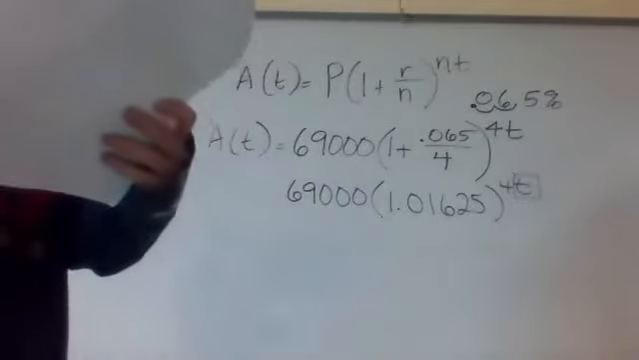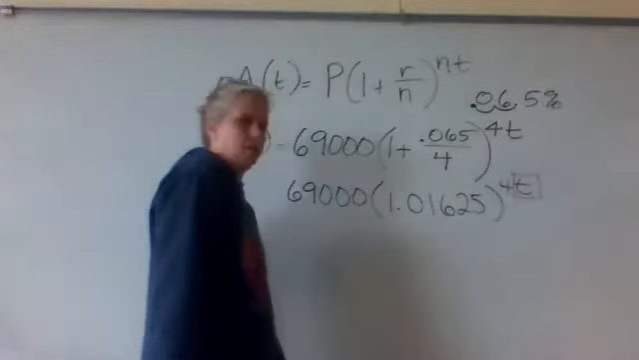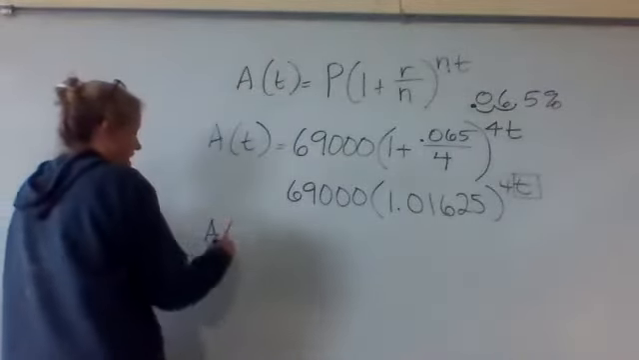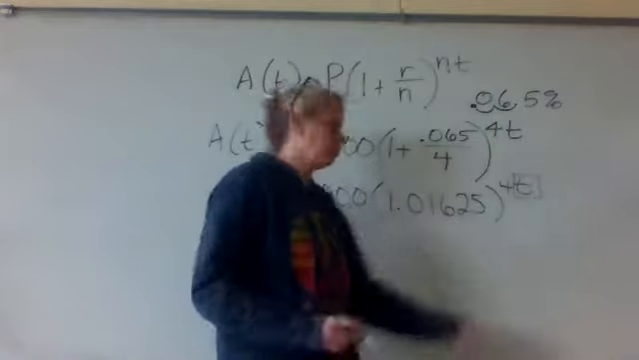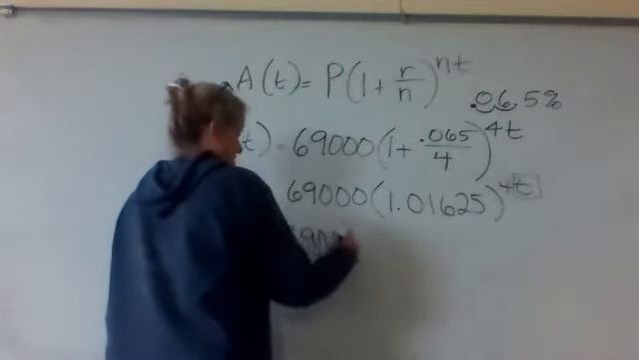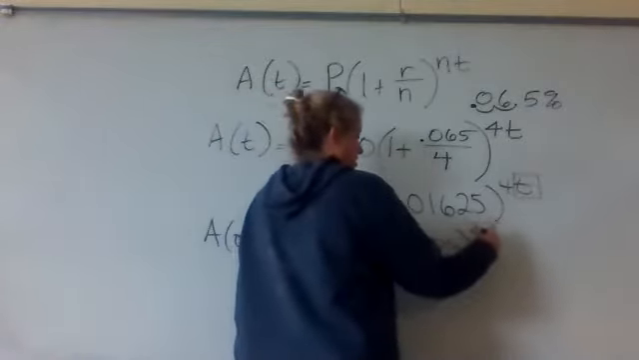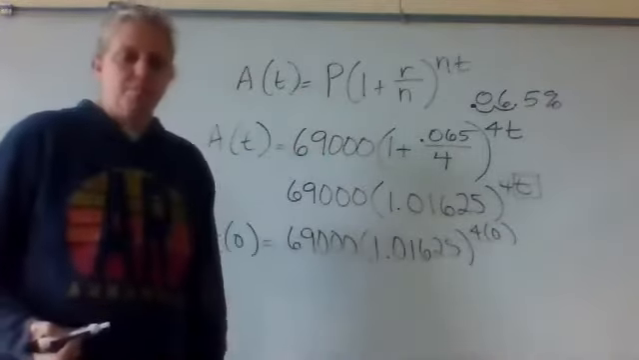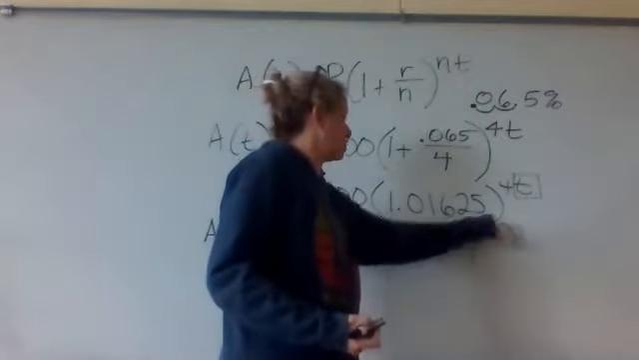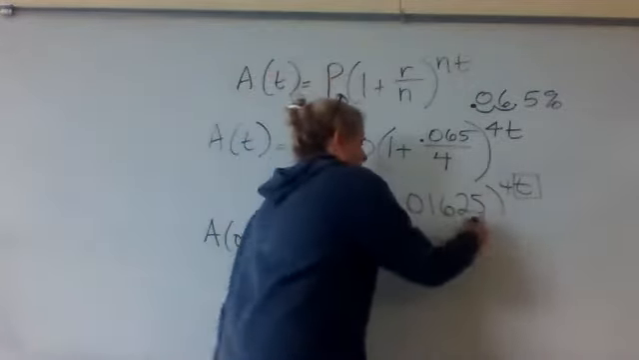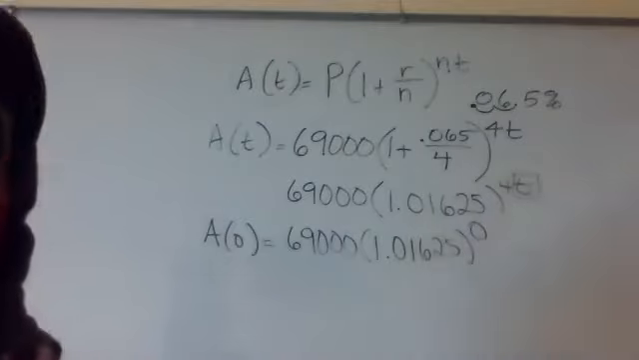The first one says the amount of money in the account at t equals 0 years. So I'm actually finding A of 0. What happens when your t is 0? I'll have 69,000 times 1.01625. If I replace that t with a 0, what do you have? 4 times 0, which is 0. That's what you're going to put in your calculator and hit enter.